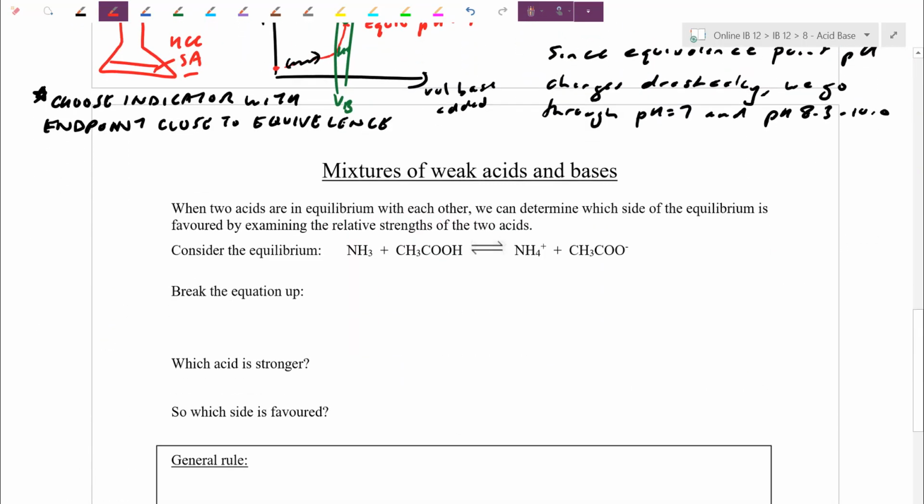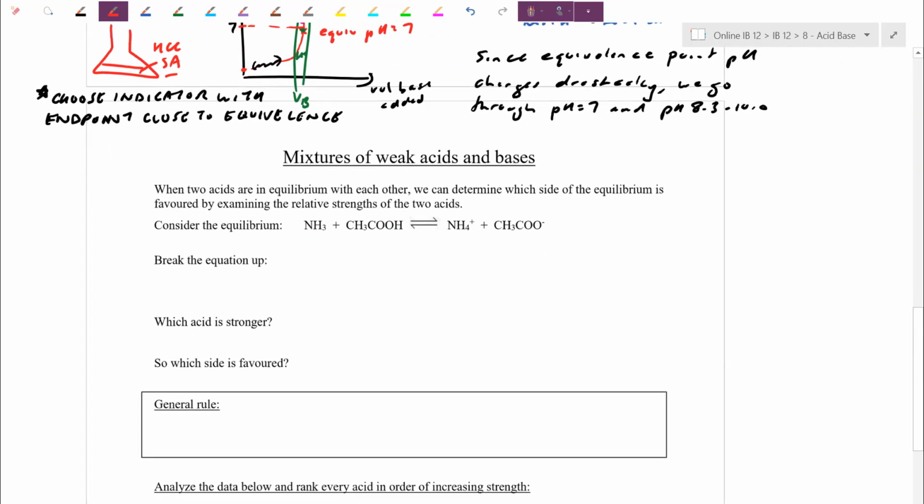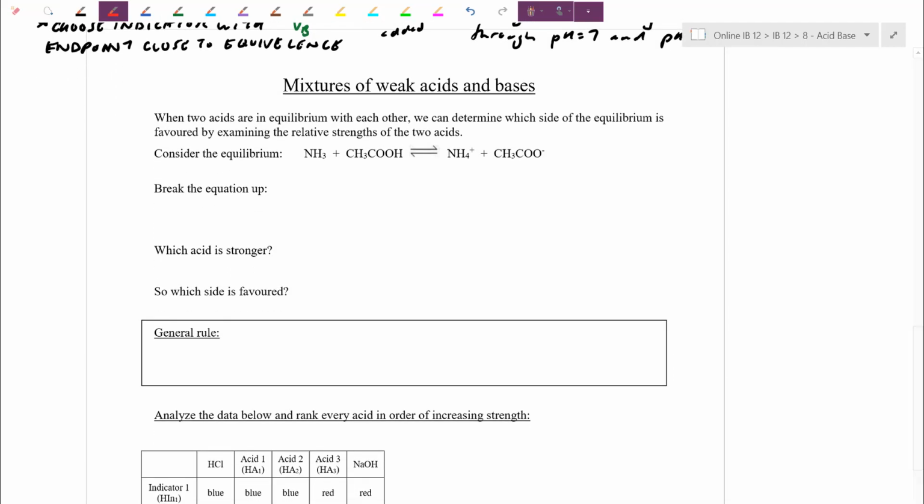We're going to apply that sort of indicator to a mixture style question here. So this is the last slide here. Sometimes when we're dealing with acids and bases, you actually have multiple acids and multiple bases. So let me just hint at this here. So we have two acids in equilibrium with each other. We can actually determine which side is favored. So now I have one big equilibrium.